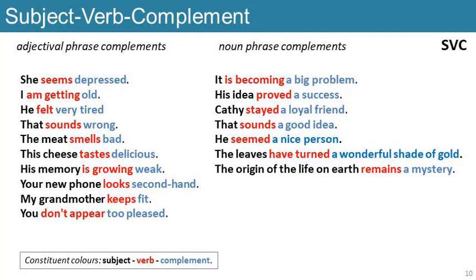Although to be is by far the most common copula verb, there are others that can be used in the SVC sentence structure. Here are examples in each of the subject-complement phrase types.